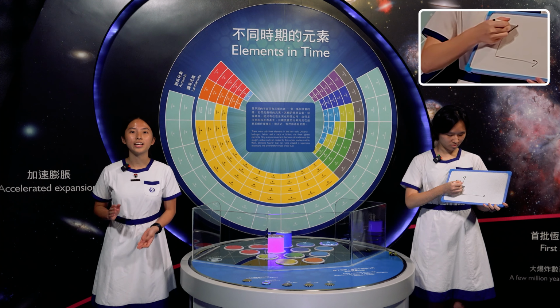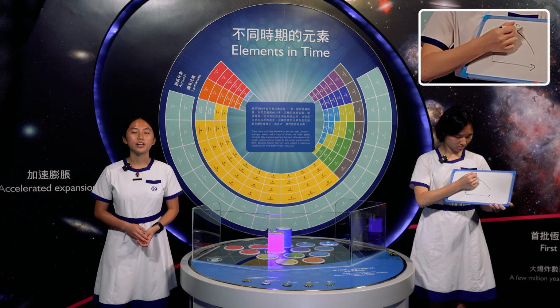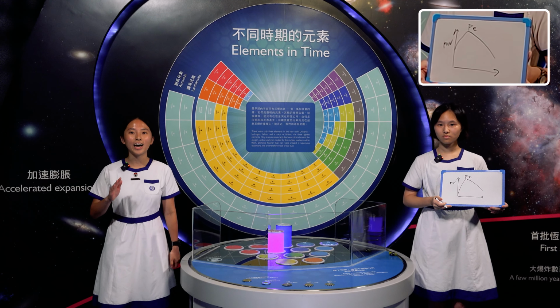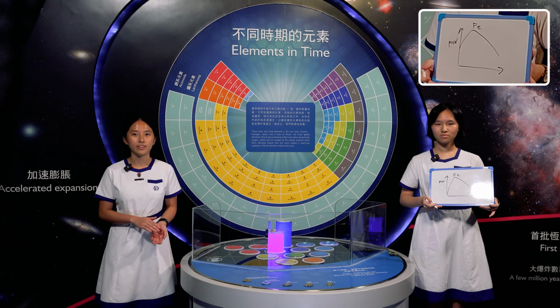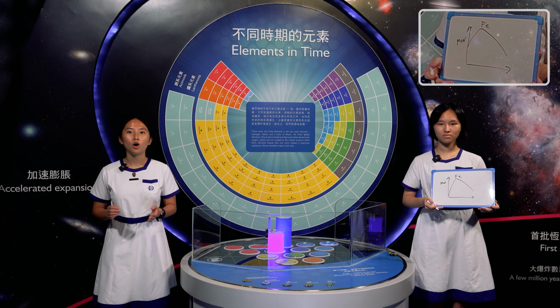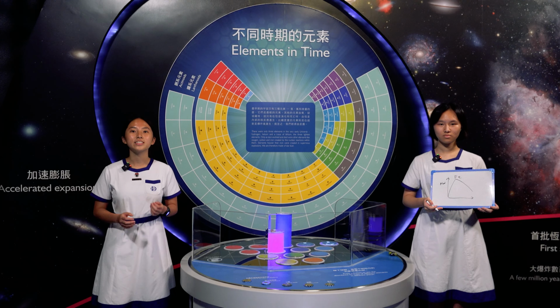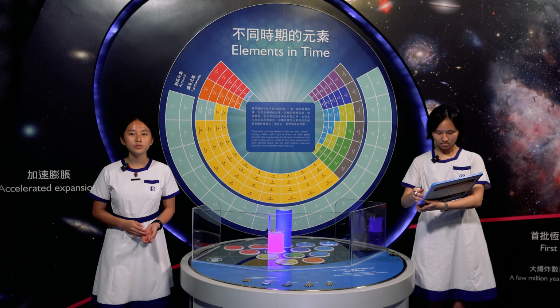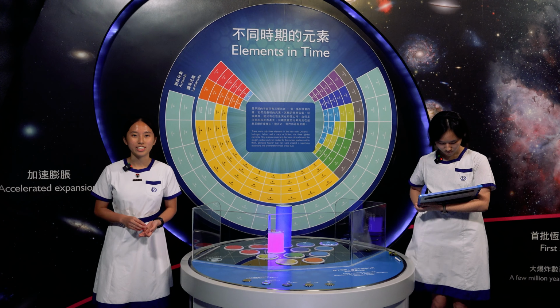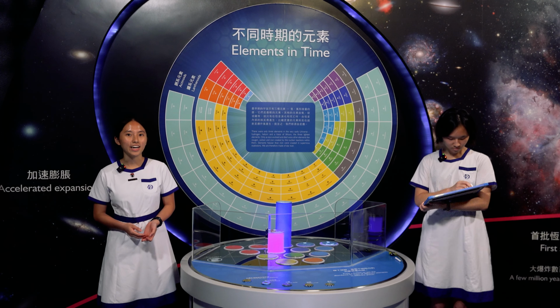However, nuclear fusion hits a wall at iron. This is because nuclear binding energy peaks at iron and then drops slowly for the heavier elements. That means that in all the previous fusions, there is a net energy released, but to fuse iron, there's a net energy consumed. What happens then?